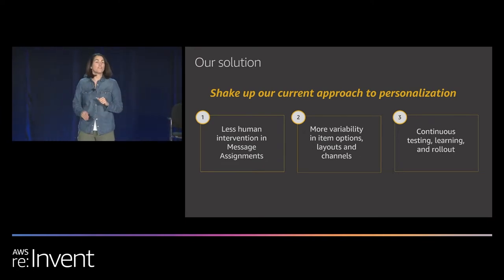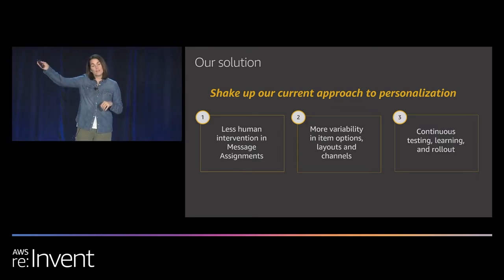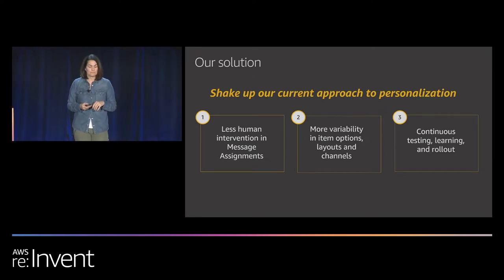And if we're going to let the machine choose, we need to give it lots of options. We need to have a variety of messages, different layouts, and channels. I may like a lot of text. Somebody else may want to see it visually. This person over here wants a video.